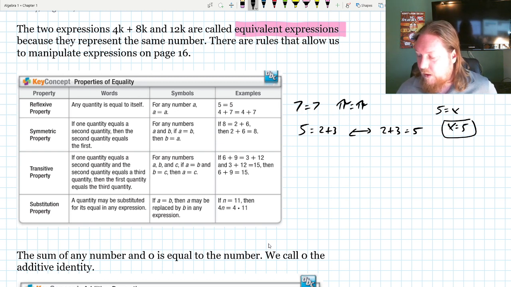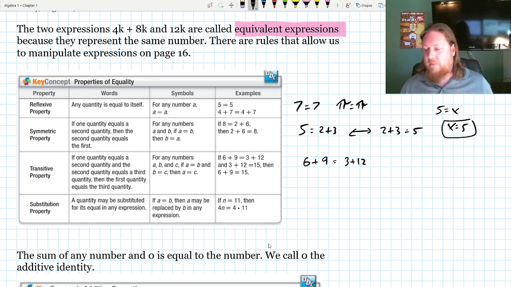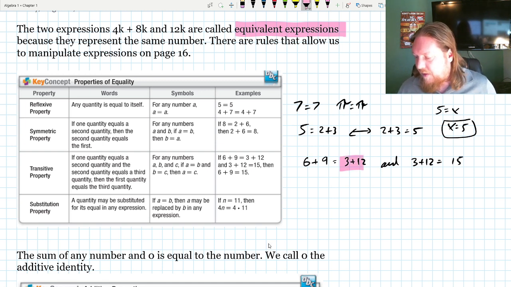The transitive property is something like, I'm going to reuse your example here because it's nice and easy: 6 plus 9 is the same as 3 plus 12, all right? And 3 plus 12 equals 15. Do you see how the two parts in the middle here match? They're the same thing. That means you can skip over them. 6 plus 9 equals 15.